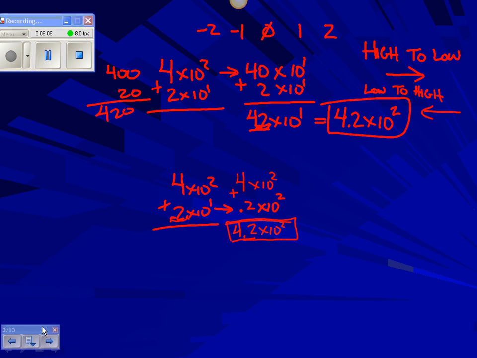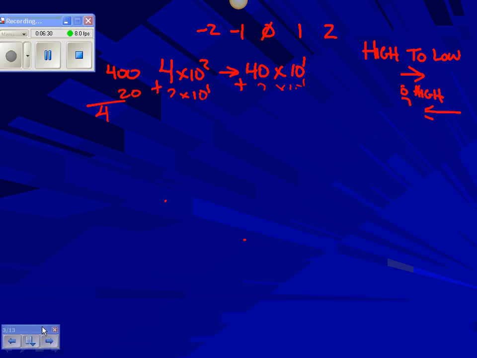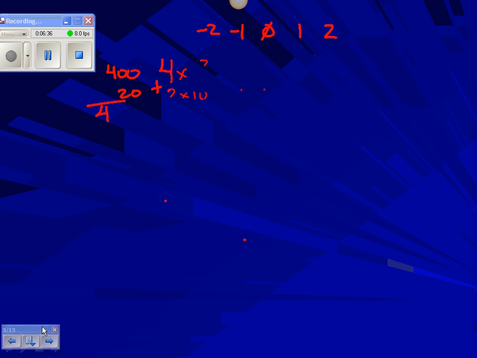If I'm adding something low to something high, I probably want to change my lower one. That saves this extra step that we did up above. But don't worry, both of these give you the right answer. One just involves a little bit more work. Now, same thing goes for subtraction. Same rule. Multiplying or dividing is a little bit different concept.